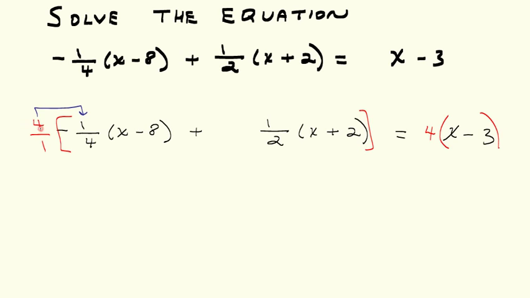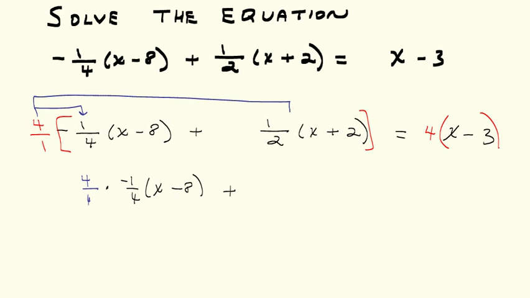So when we multiply the 4 over 1 times this first term, it'll look like this: 4 over 1 times a negative 1/4 times x minus 8. Plus, and then we also multiply that times the second term. And when we do that, it'll look like this: 4 over 1 times the 1/2 times x plus 2. And then on the right side, that's easy enough. It's just going to be 4x minus 12.